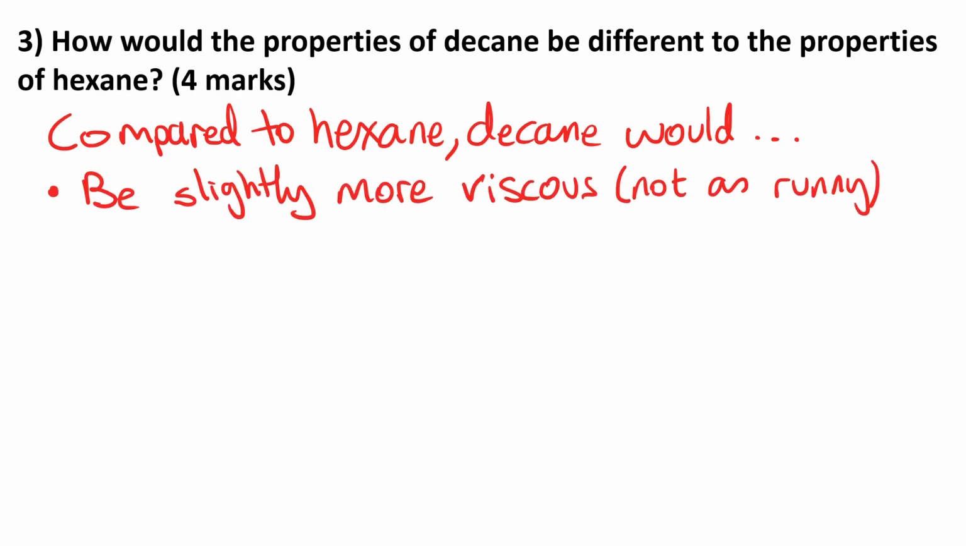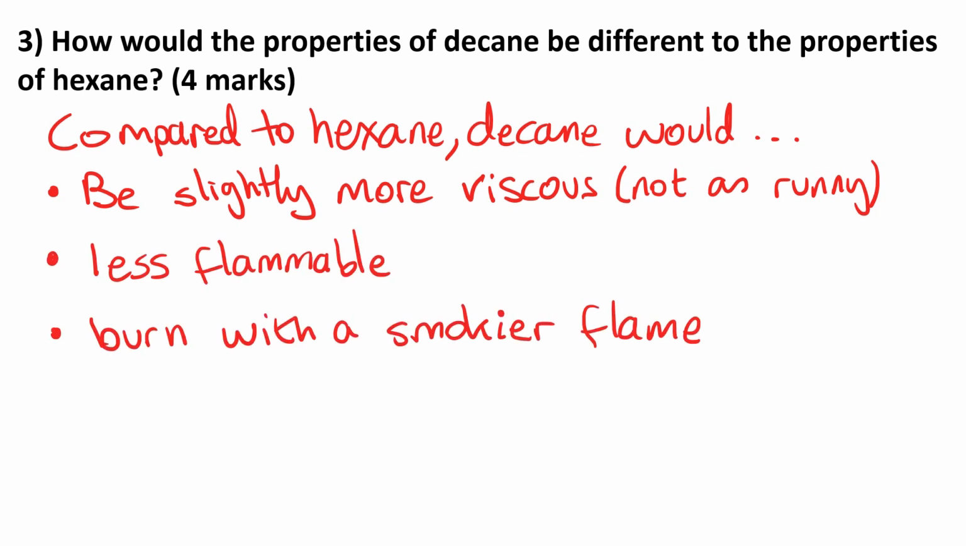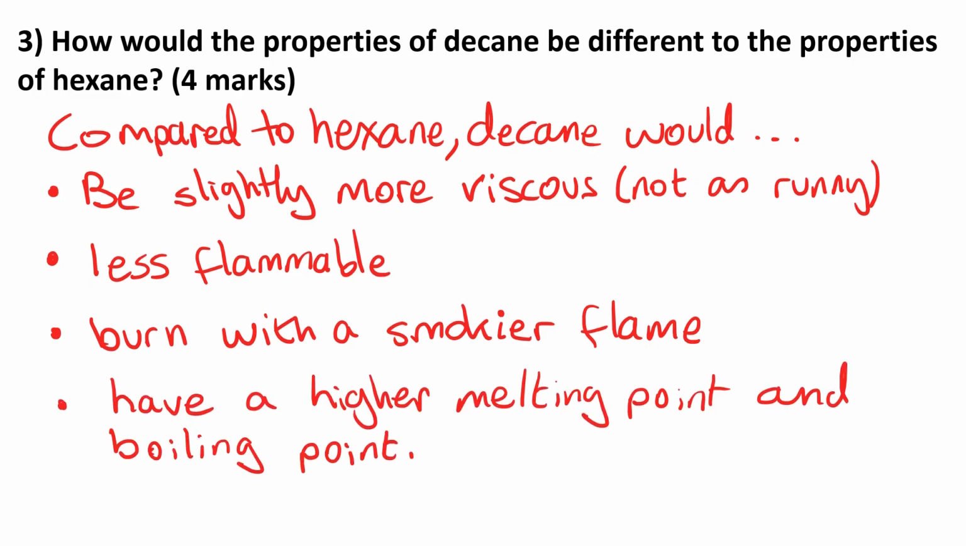That's because as the molecules get longer, the forces between the molecules get stronger. It's also less flammable. If you could burn it, it would burn with a smokier flame. And it would also have a higher melting point and boiling point, again because those forces are getting stronger between the molecules. So it would take more energy to overcome those forces. And as we get longer hydrocarbons, they become slightly darker in colour. So decane would be a slightly darker colour compared to hexane.